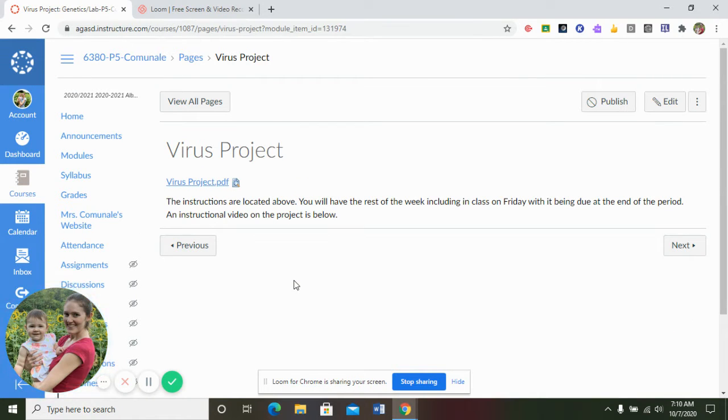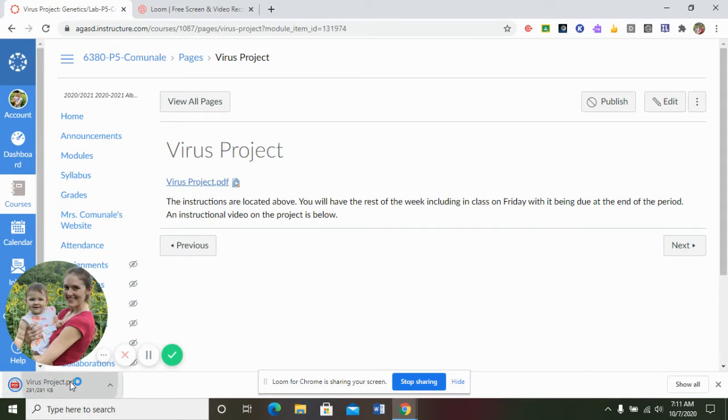I would suggest taking Tuesday and Wednesday and using those 2 days as your researching days, and then taking Thursday and Friday as your days to actually put together your poster. So let's take a look at our instructions.